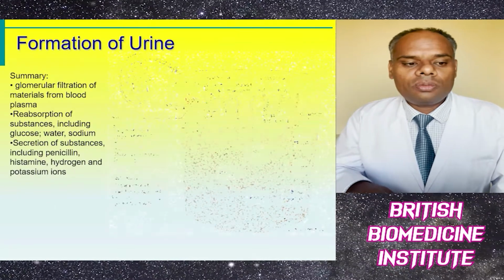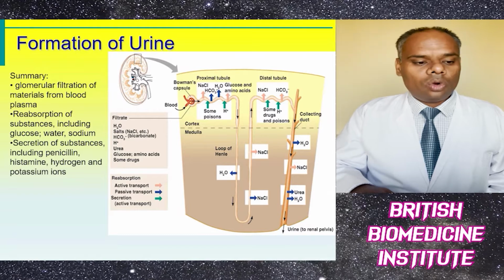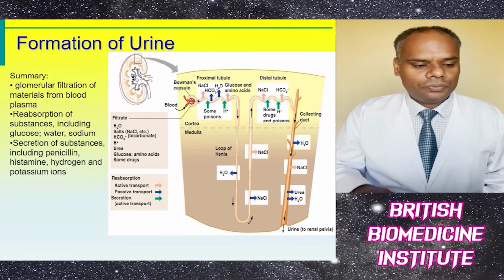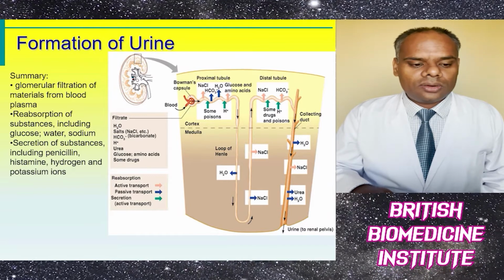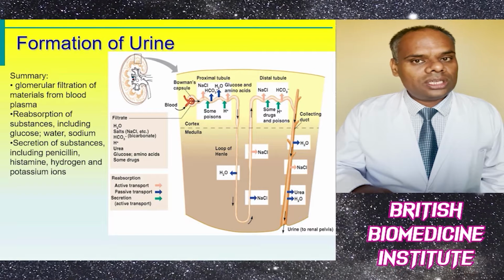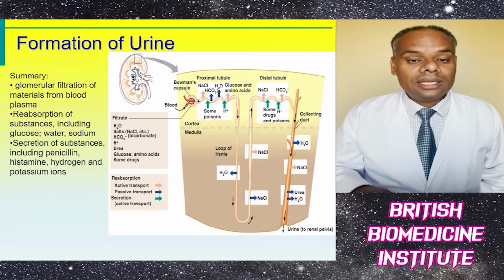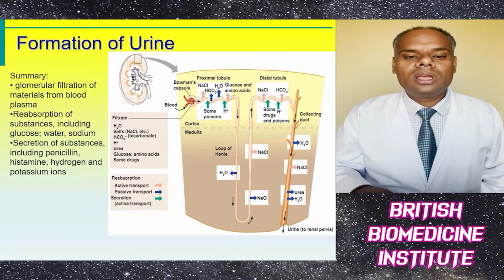So now comes the formation of the urine. Glomerular filtration of material from the blood plasma, reabsorption of substances including glucose, water and sodium, and secretion of substances including your penicillin, histamine, hydrogen and potassium ions.